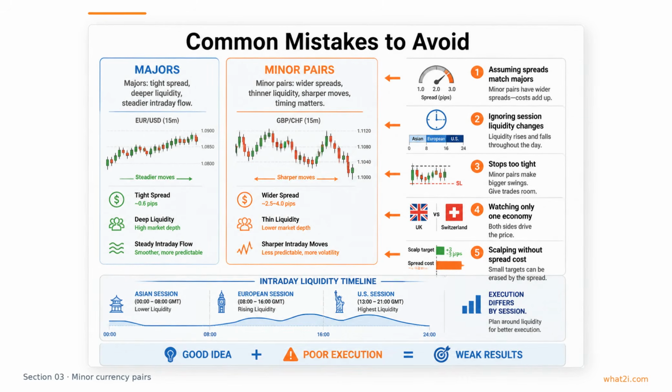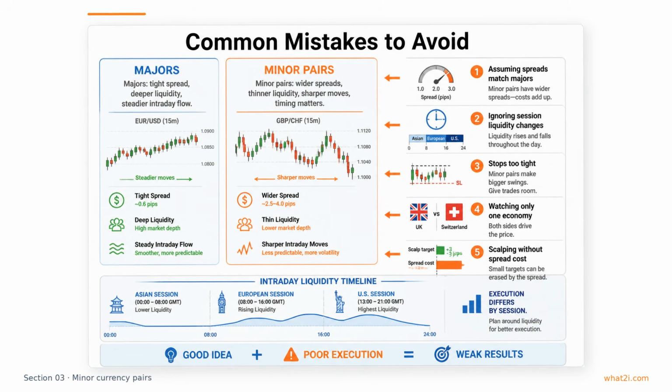Many problems with minor pairs come from treating them like majors. Traders often assume the spread will be similarly tight, or they ignore how liquidity changes across sessions. Another common mistake is using stop losses that are too tight for the pair's natural volatility. Some traders also focus on only one economy in the pair, even though the whole point of a cross is the relationship between both sides. And scalping can become difficult if the spread consumes too much of the expected move. Minor pairs can work well, but they usually reward patience and preparation more than speed.